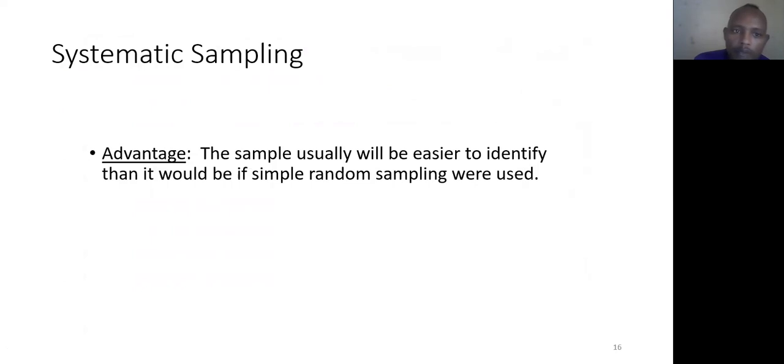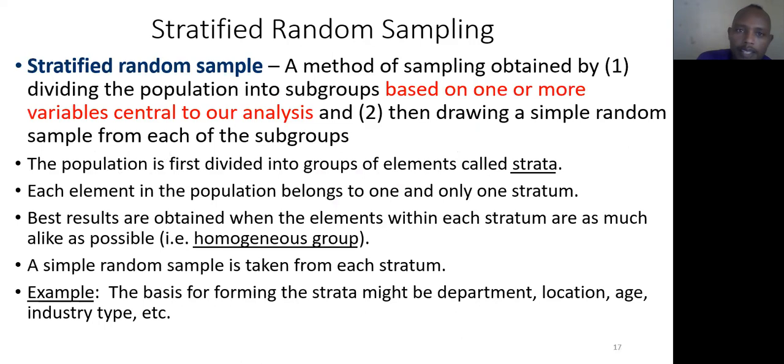When we look at the advantage of the systematic sampling method, it is easier to identify than the random sampling method. Stratified sampling method. In case of the stratified sampling method, we divide our population into smaller subgroups based on certain benchmarks or central variables in our study.